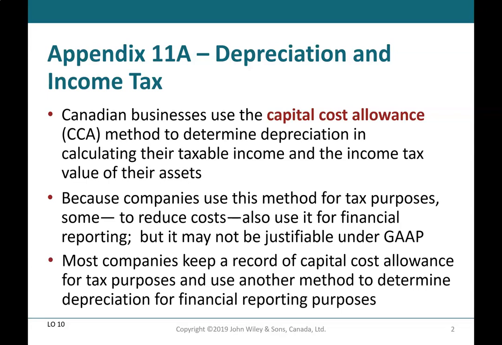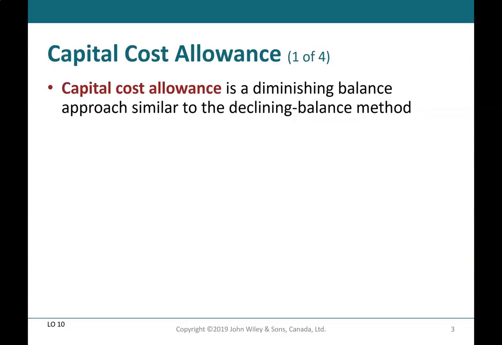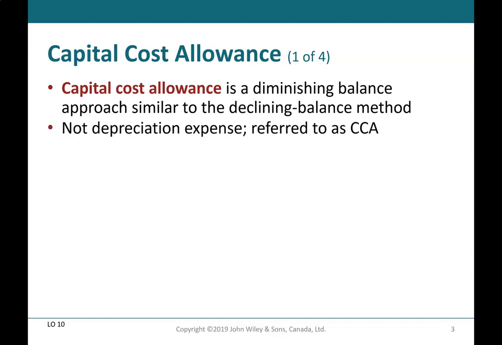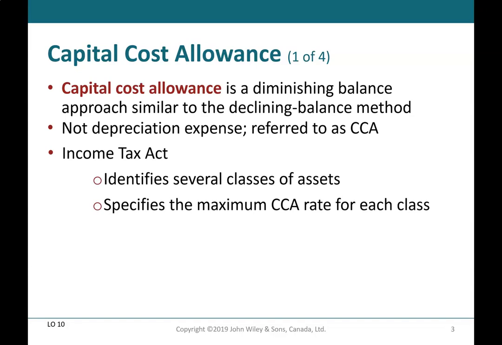Most companies keep a record of capital cost allowance for tax purposes and use another method to determine depreciation for financial reporting purposes. Capital Cost Allowance 1 of 4. Capital Cost Allowance is a diminishing balance approach similar to the declining balance method. It's not depreciation expense, it's referred to as CCA.